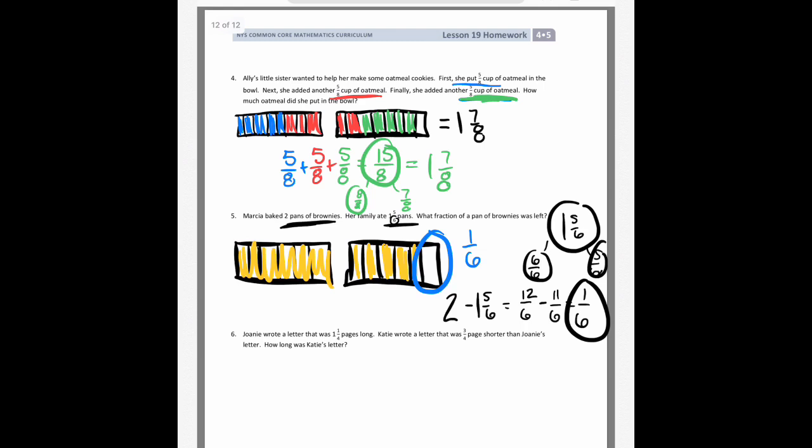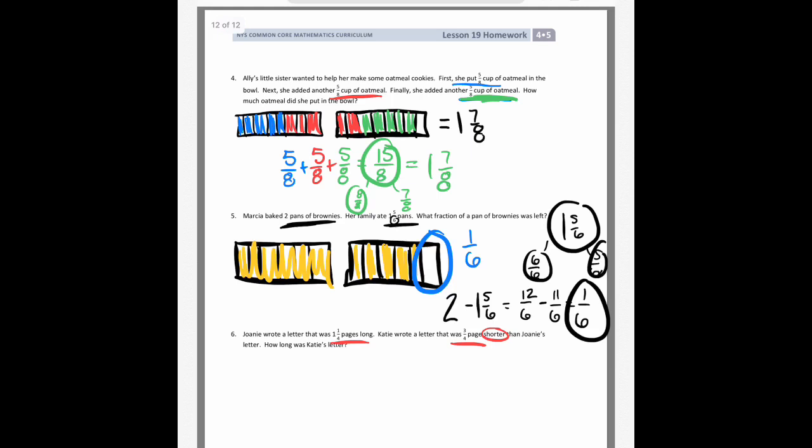All right, last one. Joni wrote a letter that was 1 1/4 pages long. Katie wrote a letter that was 3/4 page shorter than Joni's letter. How long was Katie's letter? So we've got to take whatever Joni had and take away 3/4 of a page to figure out what Katie had. So let's show that in a picture.